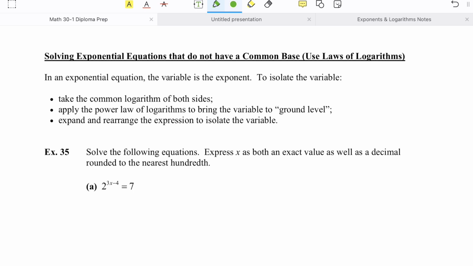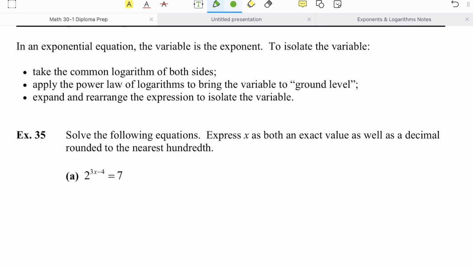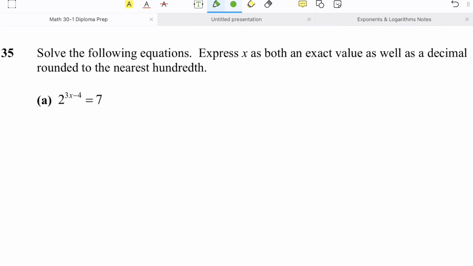Let's try the next question. So you're going to use laws of logarithms to solve this. If in an exponential equation the variable is in the exponent, you isolate the variable. So you're going to use common log on both sides to do this, and you're going to apply the power law of log to bring it to the ground level, so bump and shift, and you're going to expand and rearrange. So let's see how it looks like in a question here.